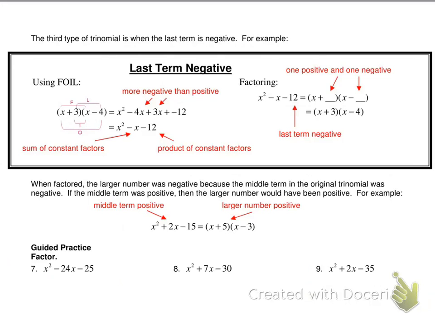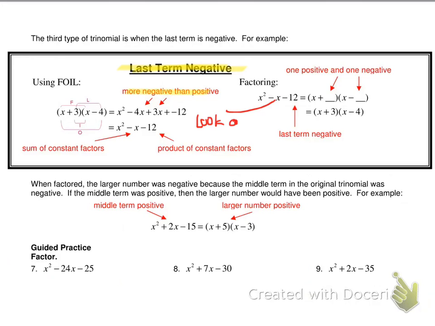The key that you have to remember here is that you're going to actually look at your middle term. If it is negative, then your biggest factor is going to be in the negative parentheses. It's going to be the negative number. If it's positive, then your largest factor is going to be positive.